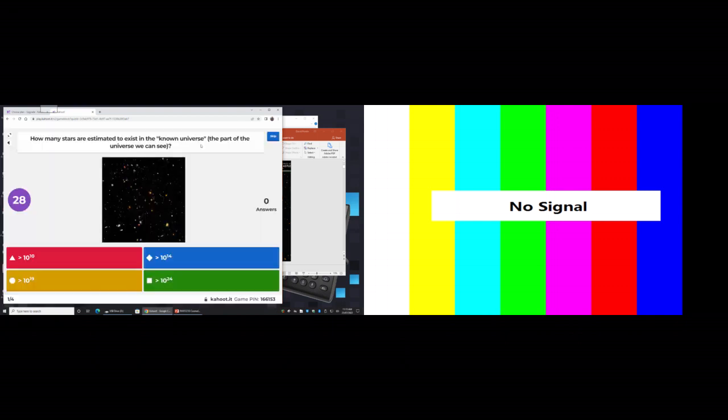How many stars are estimated to exist in the known universe, so the part of the universe that we can observe? More than 10 to the power of 10, that's a 1 with 10 zeros after it, more than 10 to the 14, more than 10 to the 19, or more than 10 to the 24.